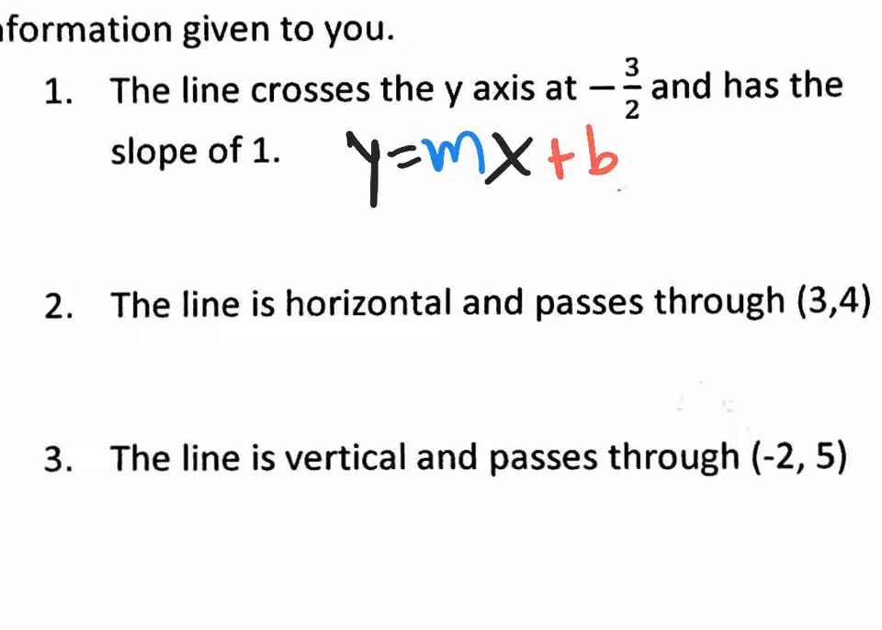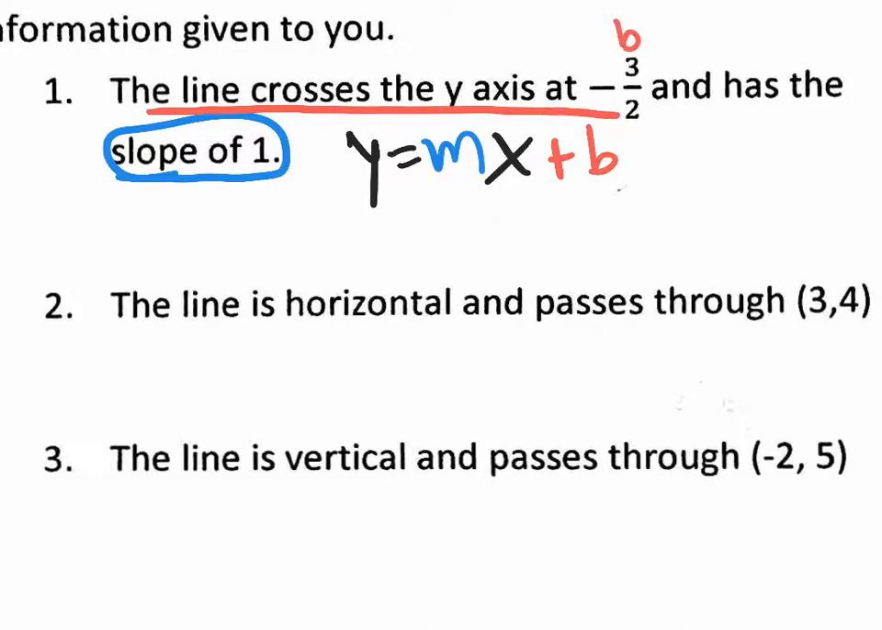So what is the blue m? What's the slope? Ladies and gentlemen, don't go with the fraction, even though slope is a fraction. But look, it says right here, slope is 1. And the red is the b value, which is the y-intercept. And they're telling you that the line crosses the y-axis. That means that this is your b.